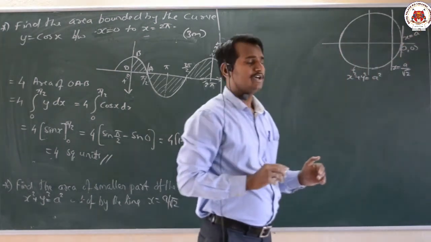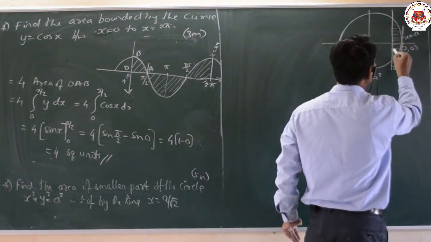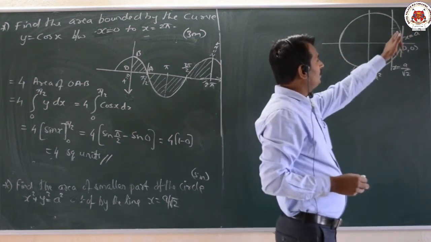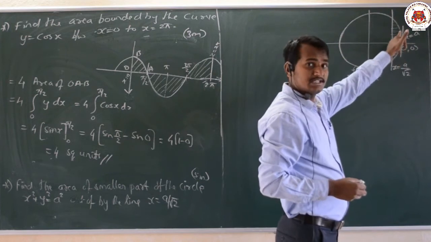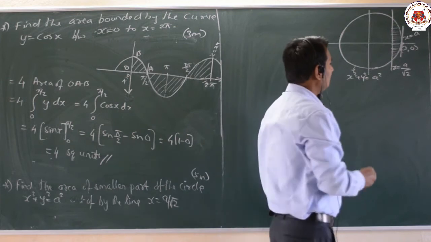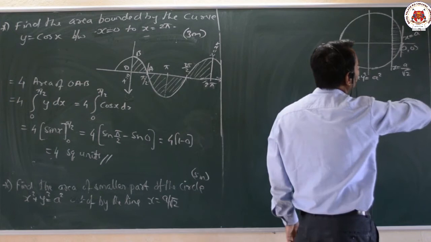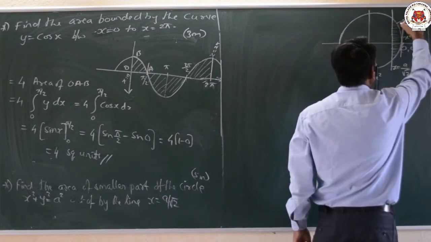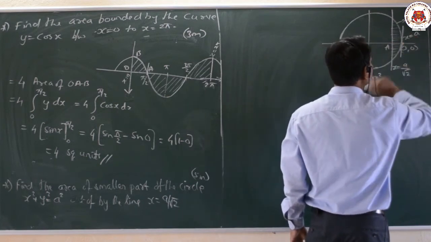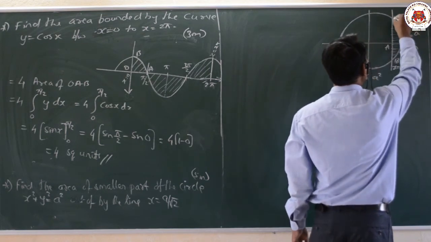Now what I require to find here is this particular sector area. Since these two parts are equal, I will find 2 into this particular area. We know the equation of this line, x equal to a by root 2, and x equal to a, which is the equation of the circle. So let us name the points O, A, B, C, D.